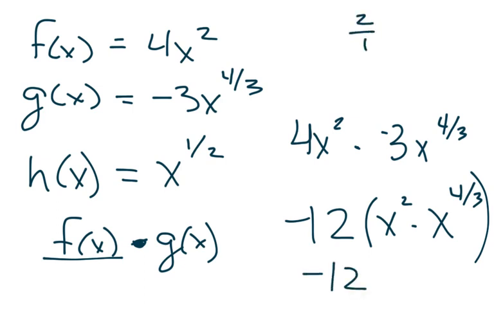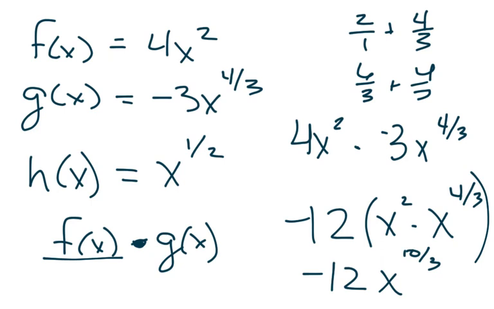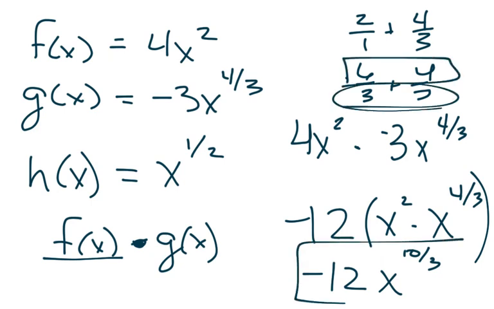And so we have to take 2 over 1 plus 4 over 3. I'm going to make that 6 over 3 plus 4 over 3. Oh, that will be to the 10/3 then. 6 plus 4 is 10, and the 3 stays the same. So all we did was use multiplication, but we had to use the property of exponents there. Okay? If you were dividing, you might have to subtract. Okay?